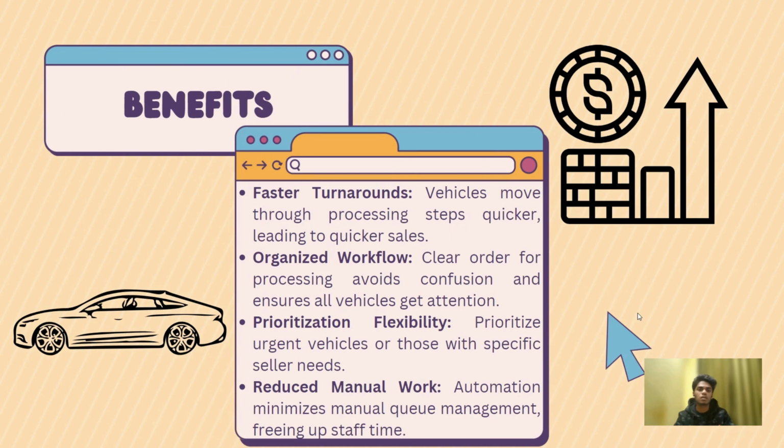Benefits: it comes with a lot of benefits when using queues in these types of databases. Faster turnarounds: vehicles move through processing steps quicker, leading to quicker sales. Organized workflow: clear order for processing avoids confusion and ensures all vehicles get attention. Prioritization flexibility: prioritize urgent vehicles or those with specific seller needs. Reduced manual work: automation minimizes manual queue management, freeing up staff time.